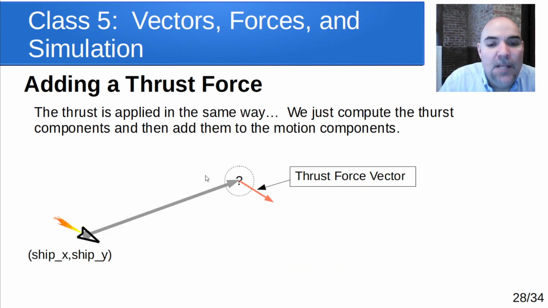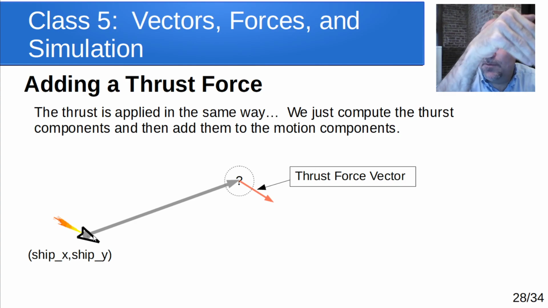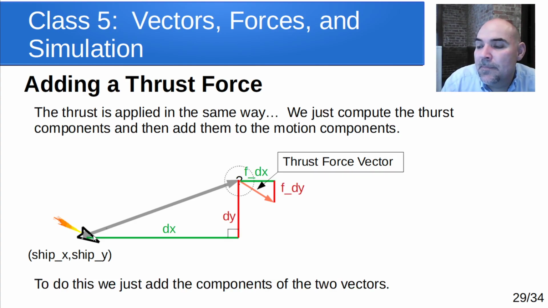Okay, so the idea here is we can also use that to add something like a thrust force. So if the ship is facing in that downward direction at that angle, and we apply thrust, and if it's moving in that motion vector kind of to the side like that, and we apply a thrust this way, then we should see it start to move in a different direction.